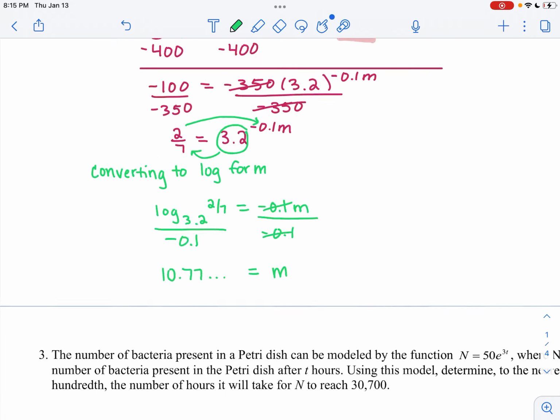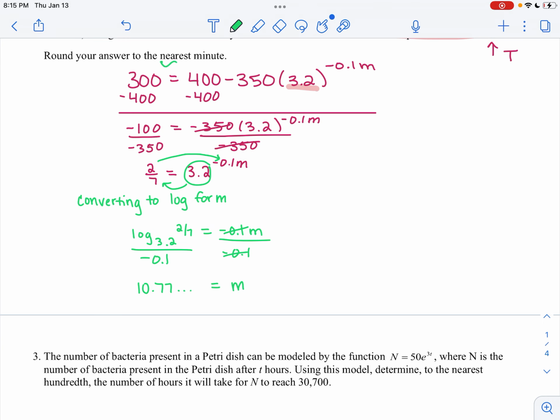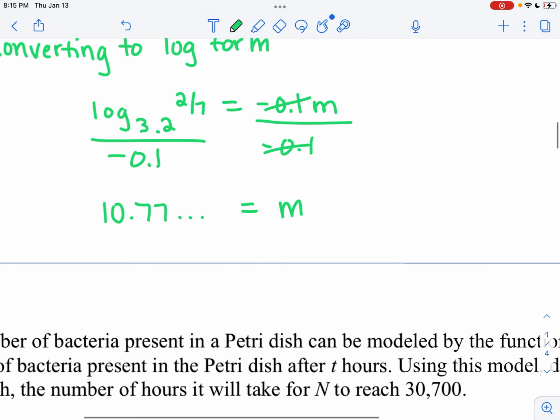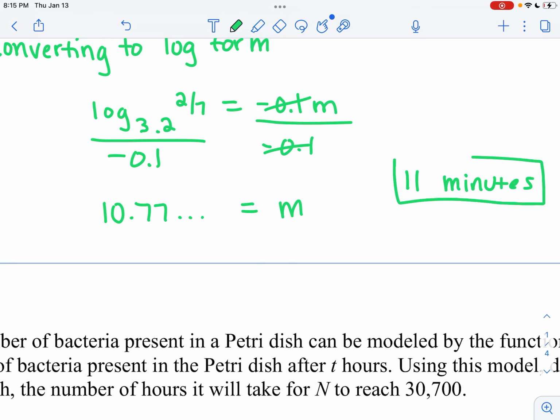10.77. Let's just zoom out a bit. All right, to the nearest minute, so we should get 11 minutes. Okay, 11 minutes. Final answer to this one.